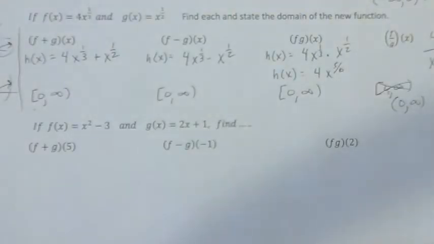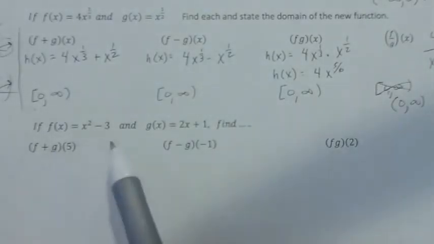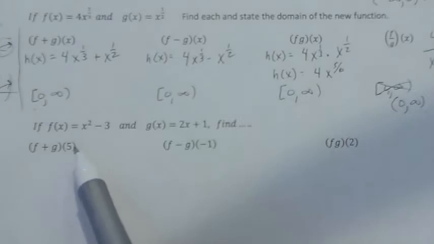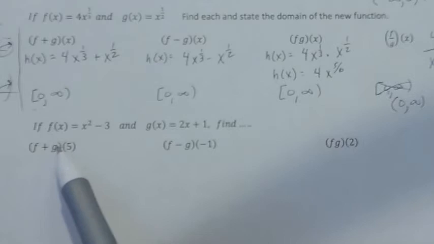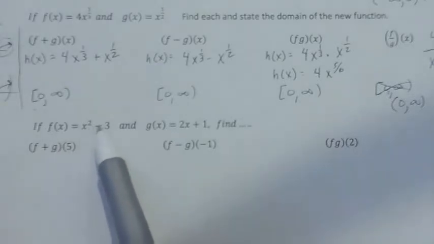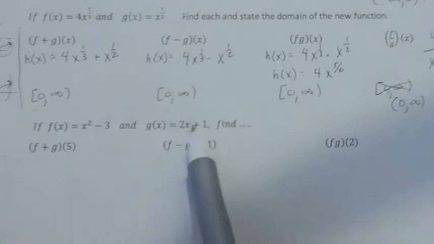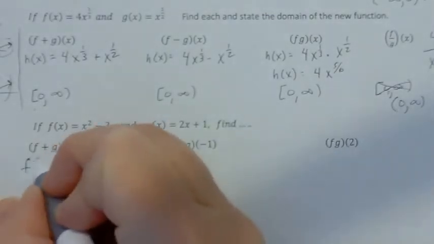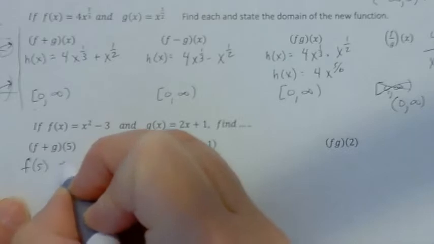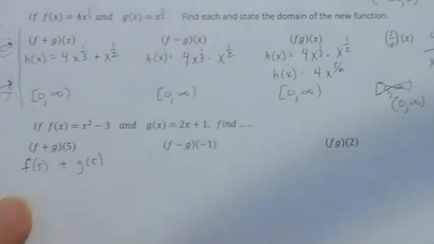This time in the example, we're not only going to create the new function, but we're going to evaluate it at a certain domain. So this time we're not finding the domain because we're given the domain of 5. So I want to find what f plus g would be at 5. So it'd be like I was finding the output at 5 and the output at 5 and adding them together. So I want to find the output of 5 at f and the output at 5 at g.